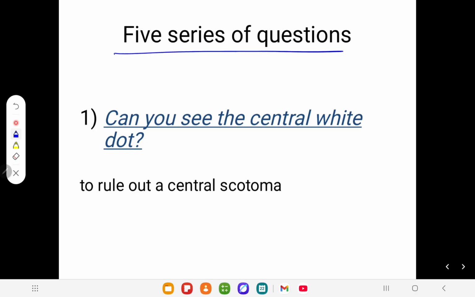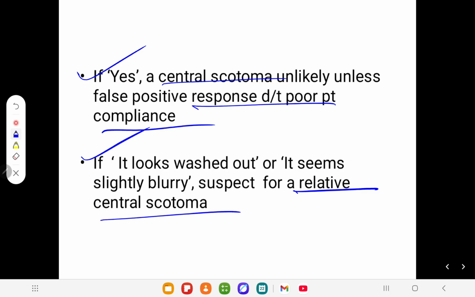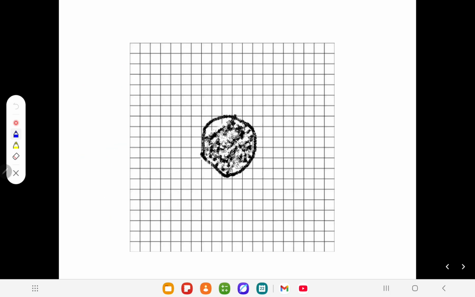So there is a series of 5 questions that we can ask according to books. First: can you see the central white dot? Because we want to know whether there is central fixation or not, to rule out central scotoma. If yes, central scotoma is unlikely unless there is a false positive response or poor patient compliance. If patient compliance is not good, that's a false positive. Otherwise, yes, there is central fixation. If it looks washed out or slightly blurry, then suspect a relative central scotoma, not the absolute, but the relative.